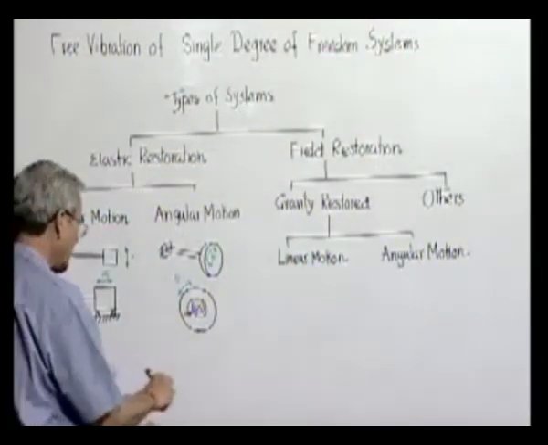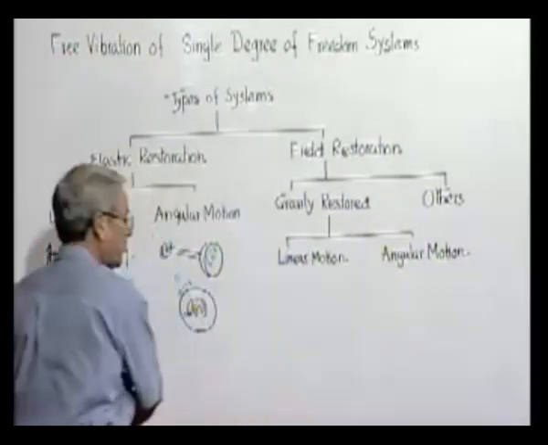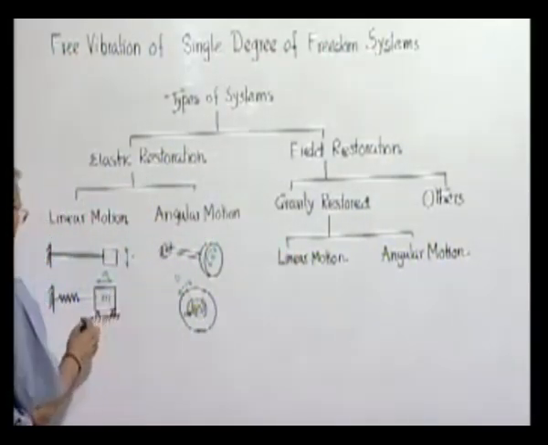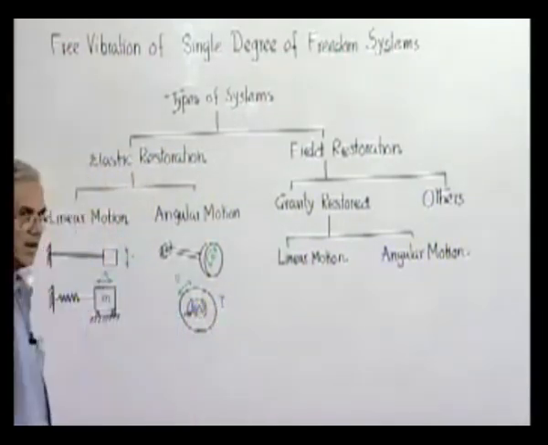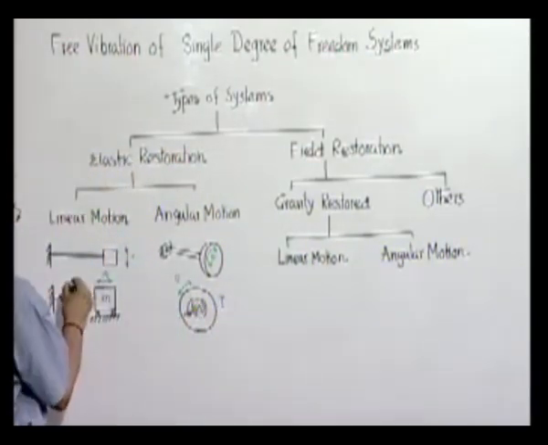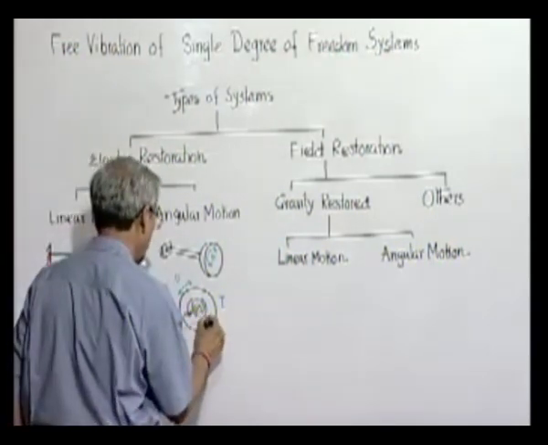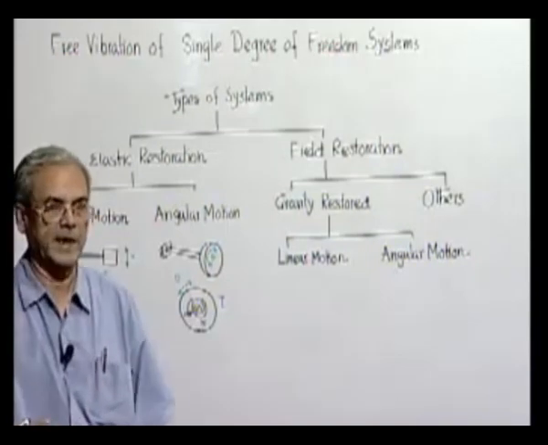In this case, the inertial property is represented by mass. Here the inertial property is represented by moment of inertia. The stiffness in this case is represented by K, which gives force per unit deformation. Here the stiffness will be represented by capital K, which will be torque per unit angle of rotation.